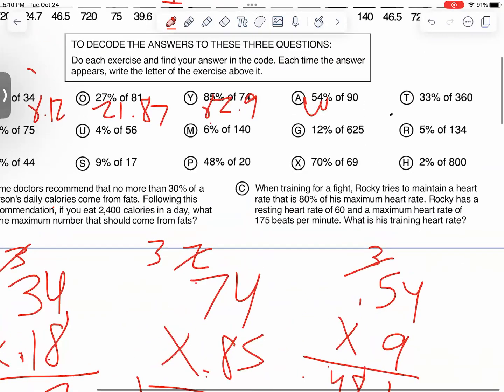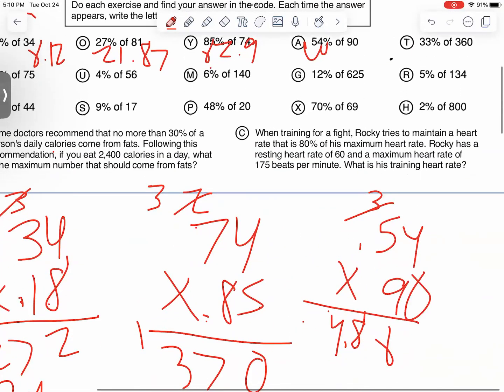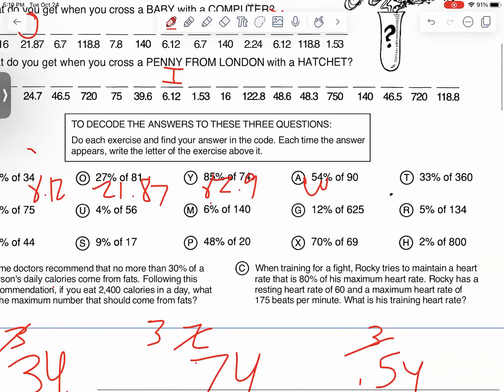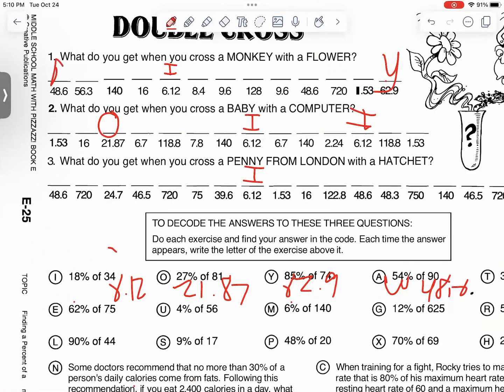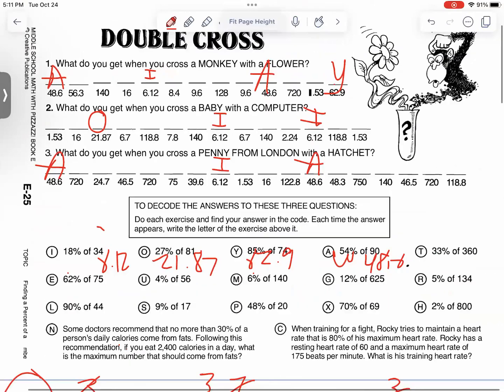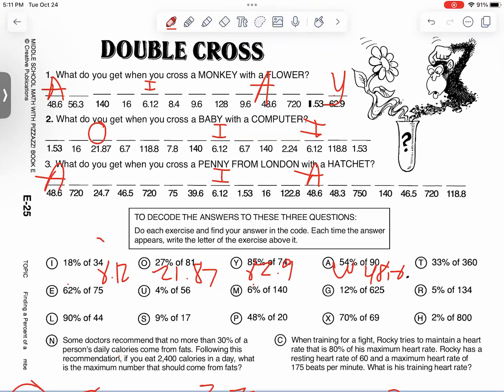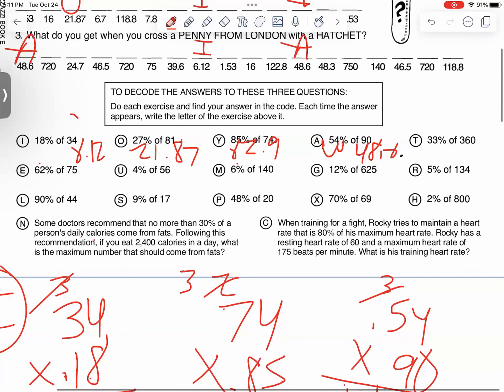Wait a second. I don't think I did that right. Oh, wait, that's 90. My bad. It was 2 decimal places in the problem. I just wrote the wrong number down. All right, so it's 48.60, or just 48.6. So that's A. Probably a few of those. Common letter there. Playing Wheel of Fortune. All right, that's it. All right, next one.